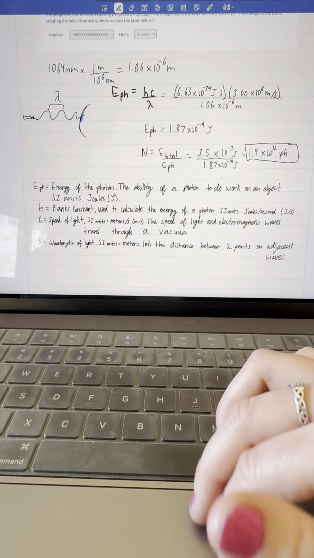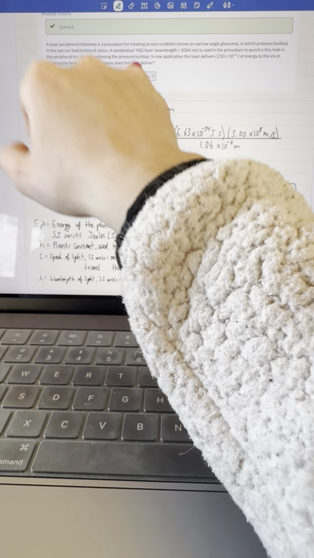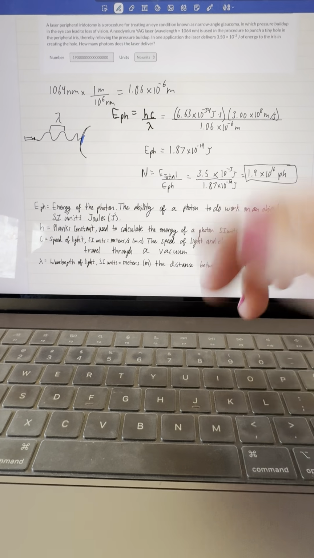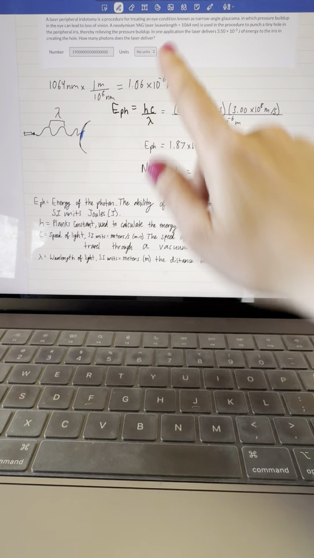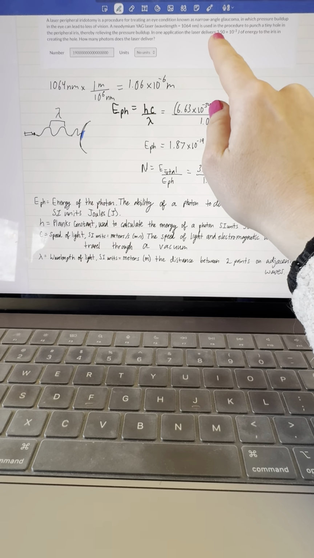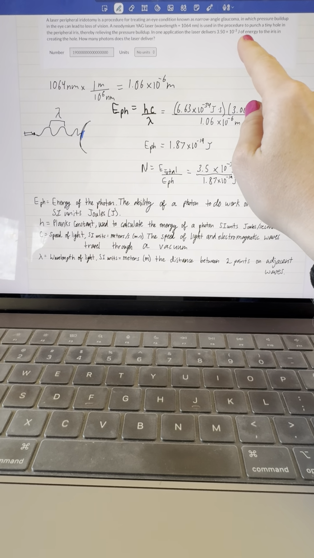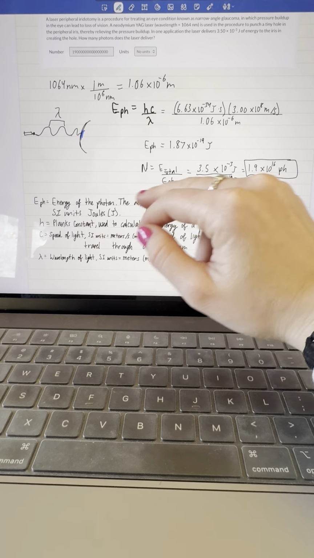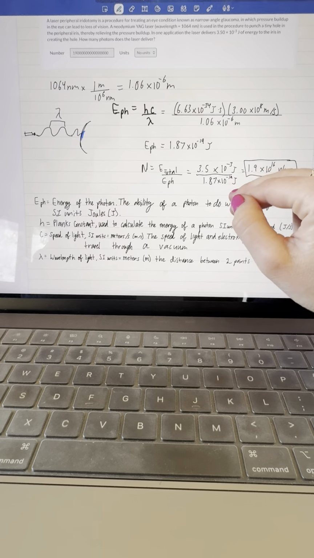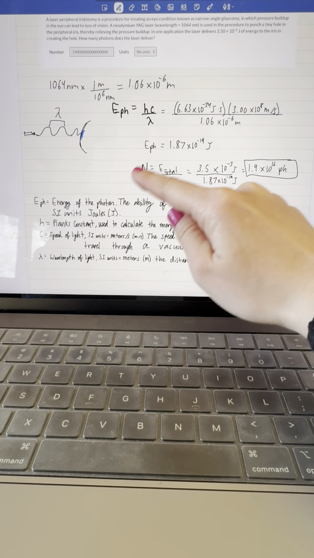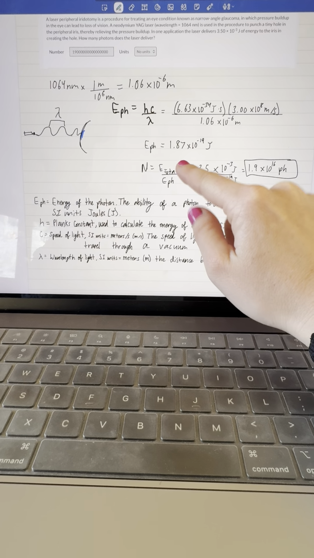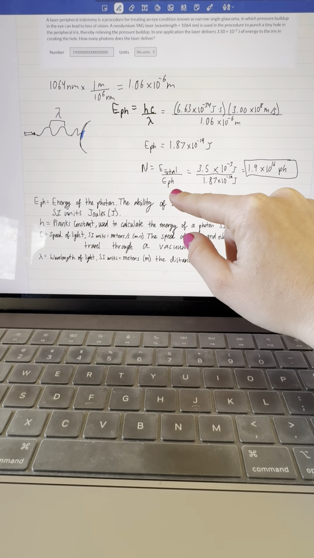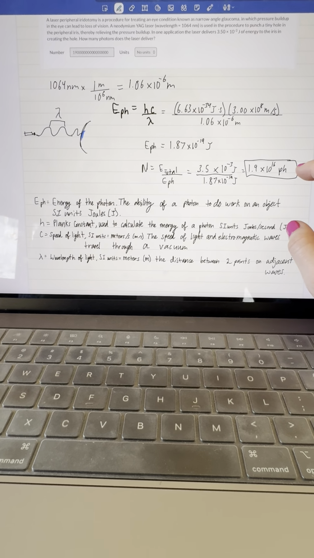But we're not done there because they want to know how many photons the laser delivers. So we know the total amount. They give us a total amount in here. In one application, the laser delivers 3.5 times 10 to the negative 3 joules of energy. And then we know how much energy is just one photon. So we have to divide. So our amount equals the energy total divided by the energy of one photon. So that's how we find out how many photons are actually in there.